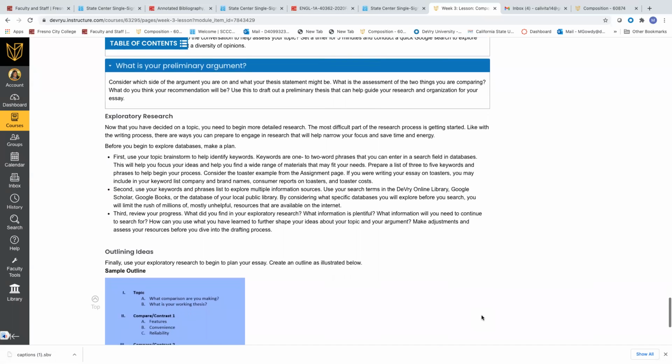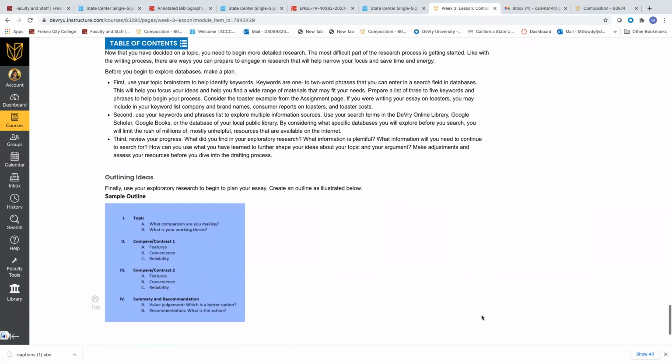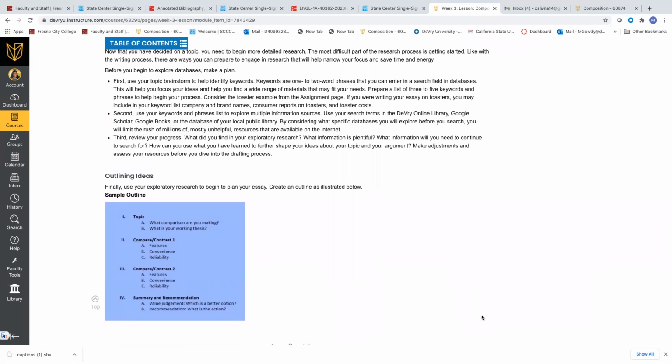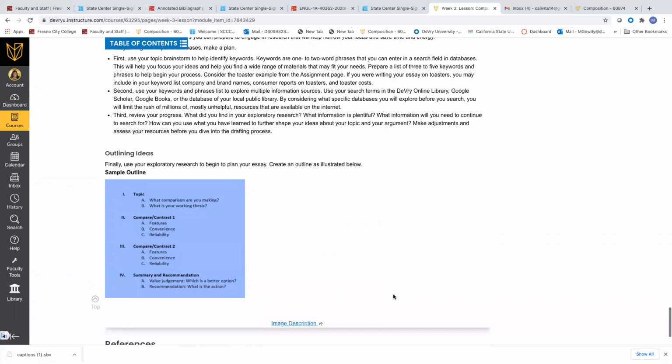And don't forget your outlining. You want to use your outline to exhibit your points. So this is just an example, a simple outline where you have your topic, and then you have your compare and contrast first point that you're going to make and how you're going to bring these points to life, your sub points, and then you have your compare and contrast second point, and then your sub points, and then you're going to summarize and make your recommendations.